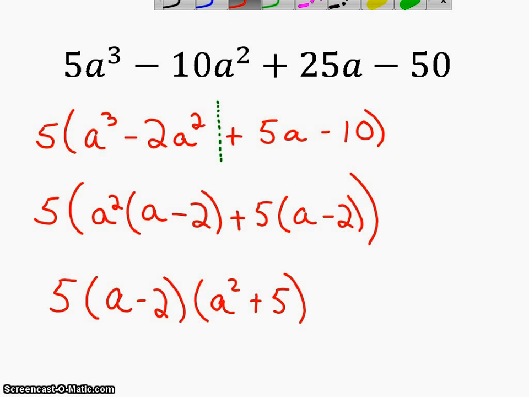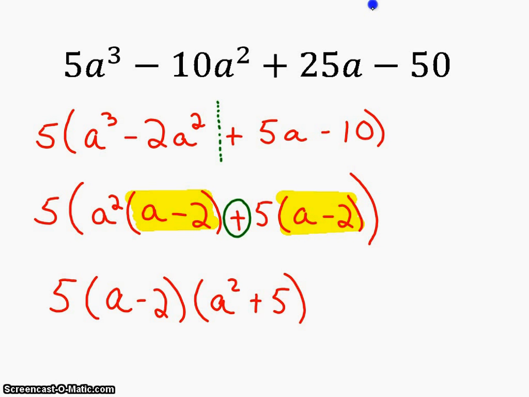So if you notice, this a minus 2 is the greatest common factor of these 2 terms that are separated by this plus sign right here. So the a minus 2 comes out front. What remains is the a squared plus the 5.